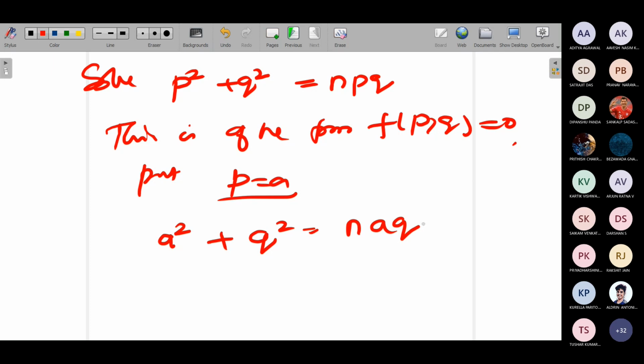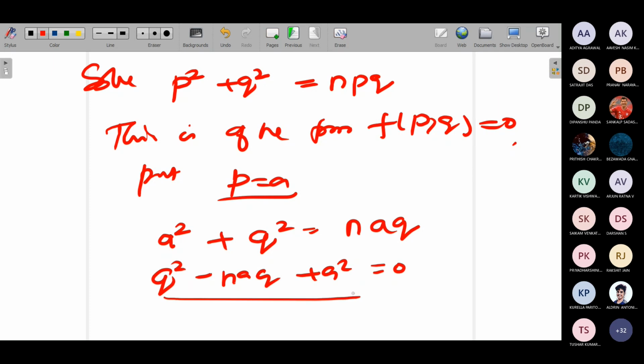Now from this, our aim is to find the value of Q first. After finding the value of Q, we can just substitute it. So I can write this equation as Q square minus NAQ plus A square equal to 0. What is this? This is a quadratic equation in Q. So how can I find the solution for this? Find the solution for this using this.